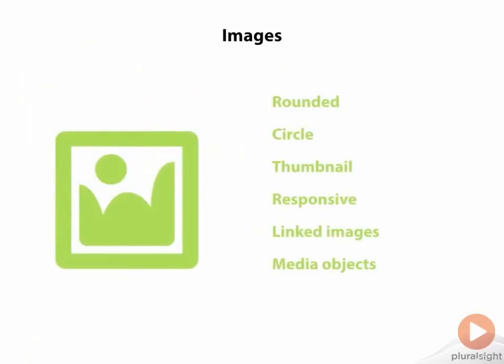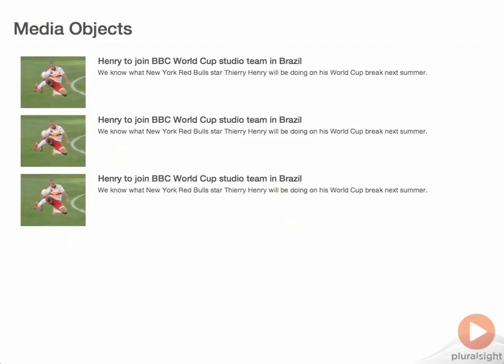Bootstrap also has media objects. Media objects can be for things like blog posts or comments, where you have an image aligned next to a block of text. They look like this.